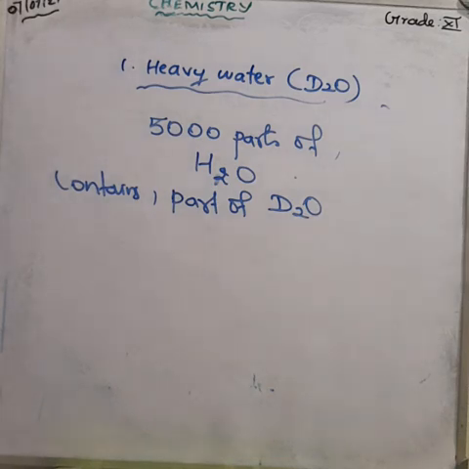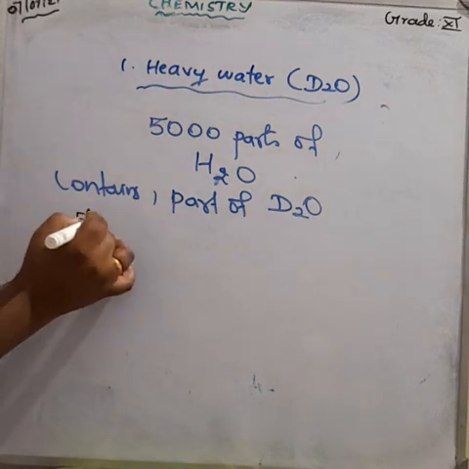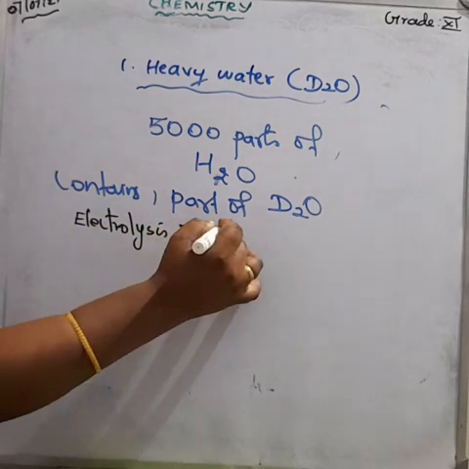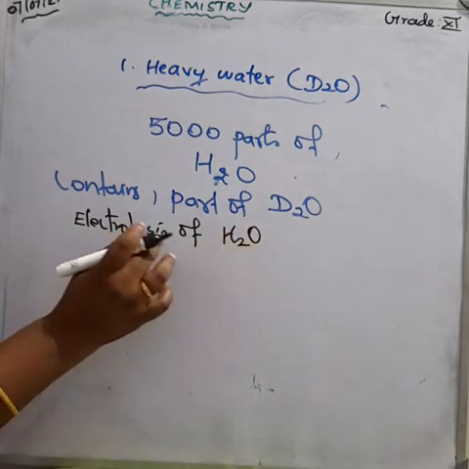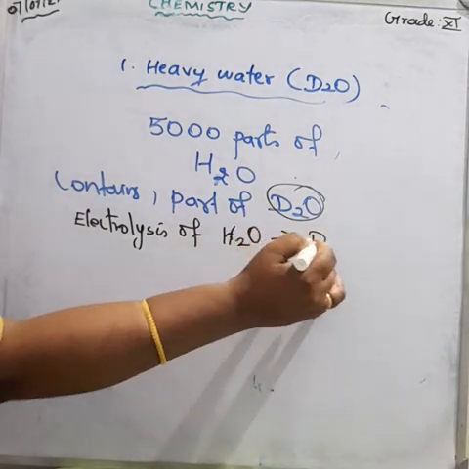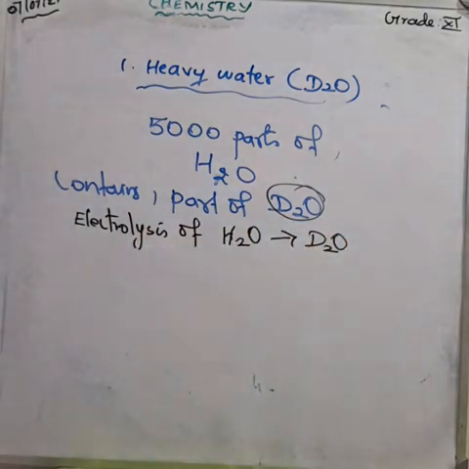How will you prepare it? We can prepare heavy water by the electrolysis of ordinary water. Okay, by electrolysis of ordinary water, we can prepare heavy water. Understood? So ordinary water means H2O.